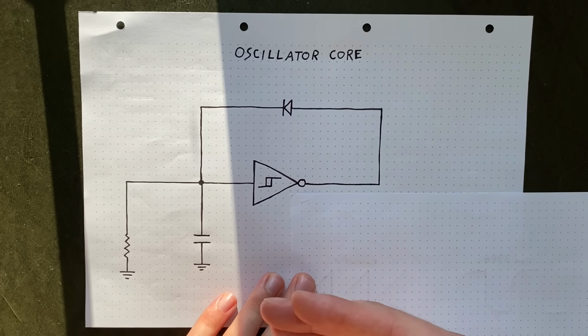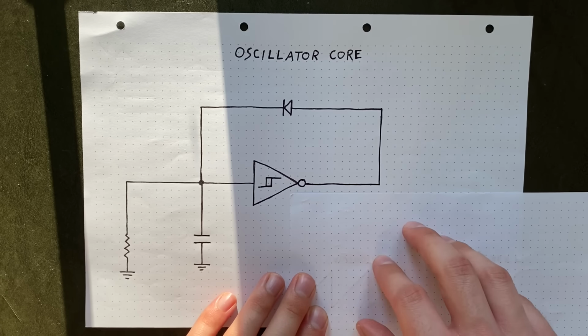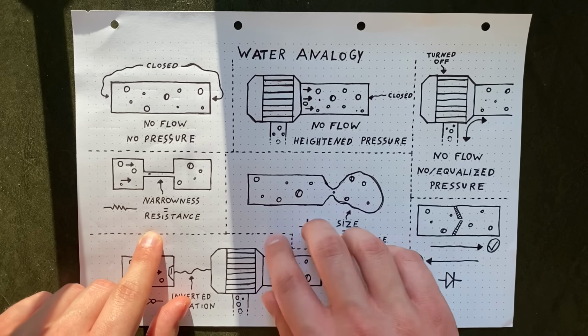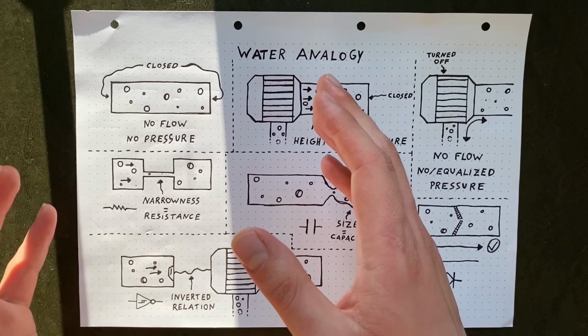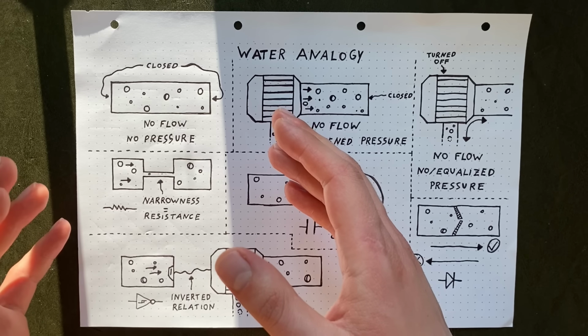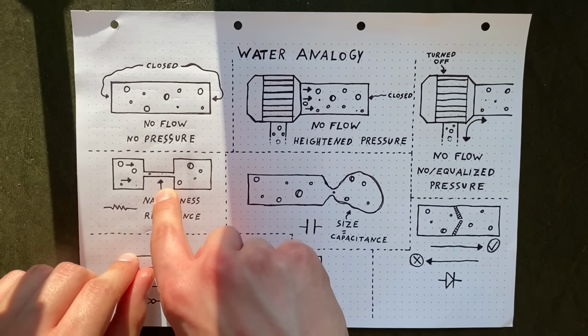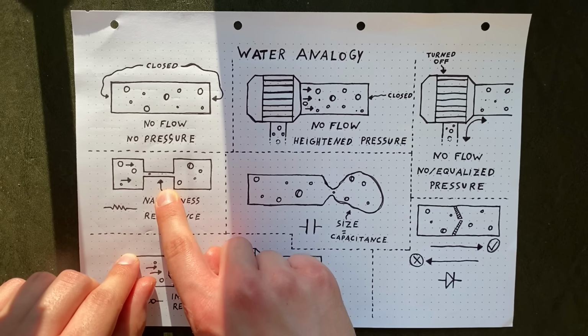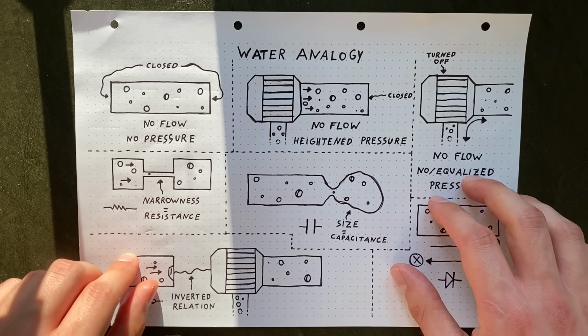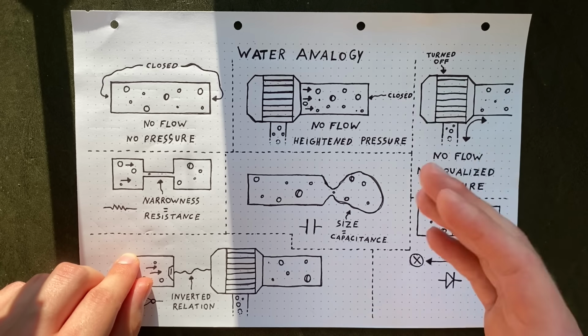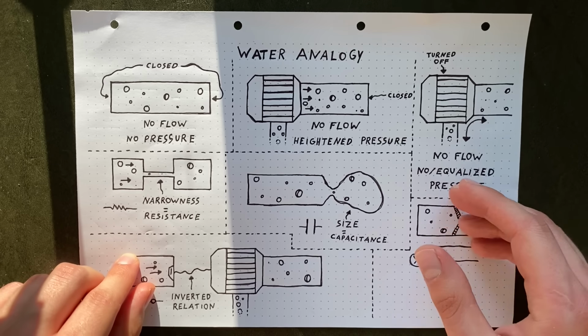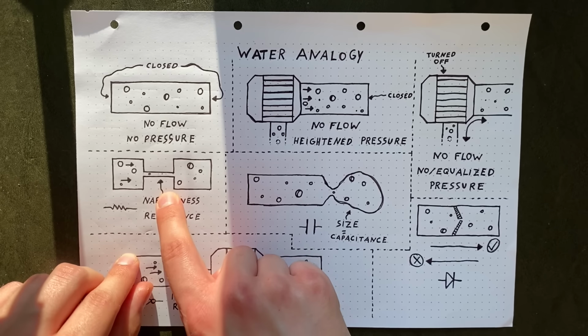To understand what these components do, let's talk about water again. We'll tackle resistors first. While a conductive wire is like a very big pipe where lots of water can pass through, a resistor is like a narrow pipe that restricts the amount of water that can flow. The narrowness of that pipe is determined by the resistance value, measured in ohms. The higher that value, the tighter the pipe.